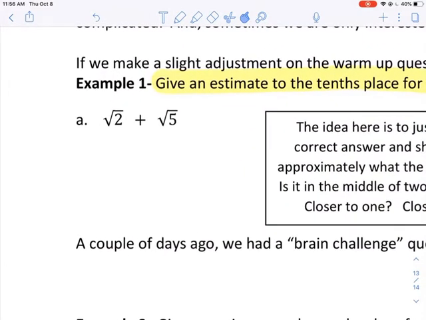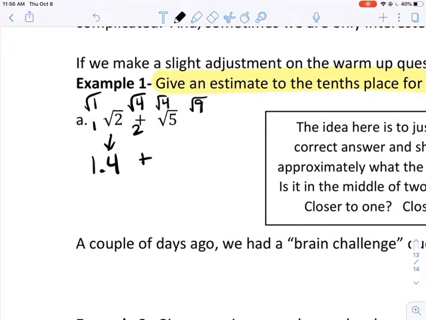So we learned how to approximate square roots. When I approximate the square root of 2, I know that it's between 1 and 2, and it's a little closer to 1. So we're going to say that it's about 1.4. And then we need to add that to the square root of 5. Square root of 5 is between 2 and 3, and it's a little bit closer to 2. I'm going to say it's 2.2. So it is 3.6. And that's my answer.